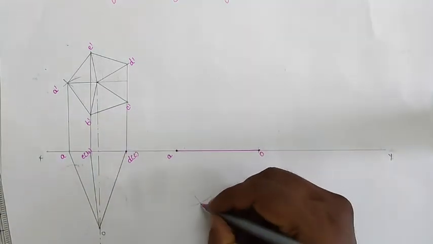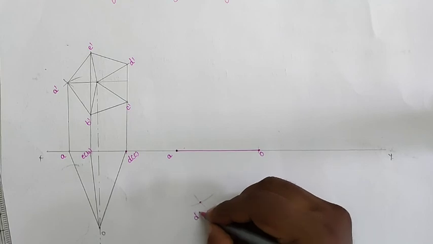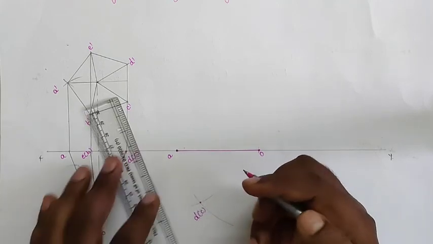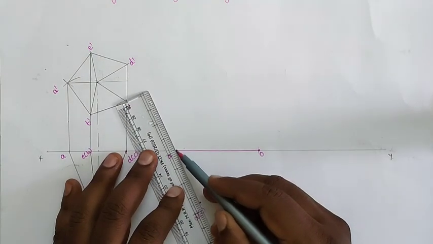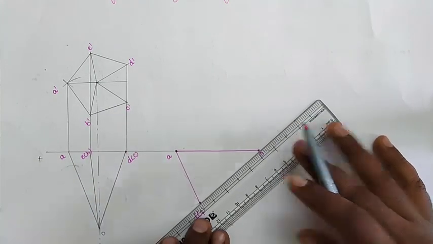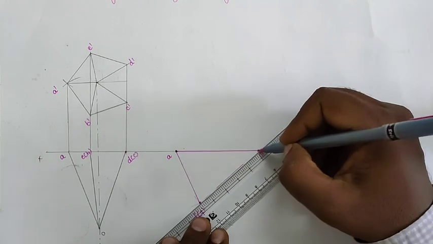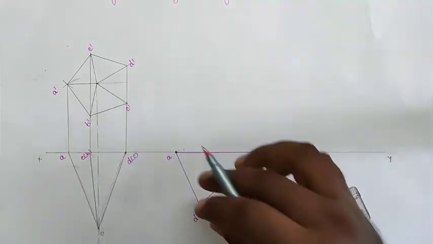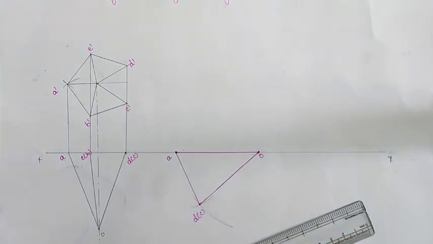So here I am locating this point as D comma C. After that you can join AD and AC. So this is our second top view of our diagram. In the base, so this is the base, we can locate point E comma B also.